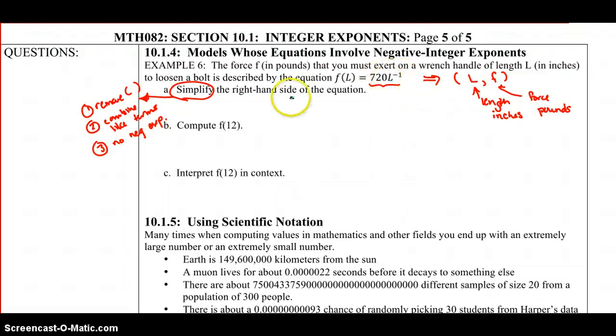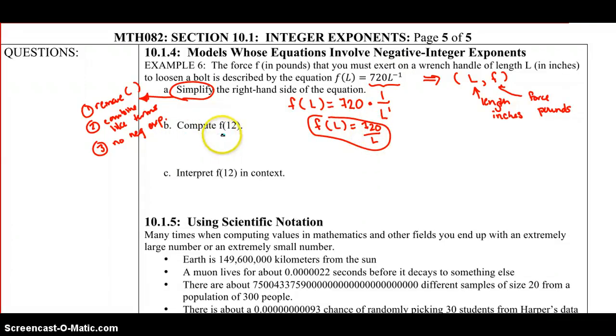to the L. Okay, so earlier in this particular section, we learned that when we see a negative exponent, we should think of reciprocal. So this is 720 times, and then that L to the negative 1 we can write as 1 over L to the positive 1. So this gives us f of L equals 720 divided by L. Okay, so if we rewrite this equation where the right-hand side has been simplified, it looks like this.